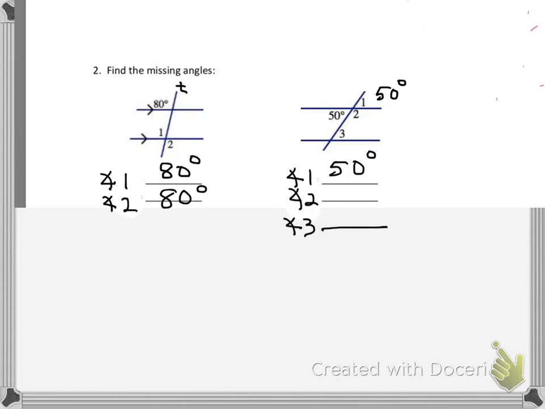Okay, so then 50 and angle 3 have a special role. They are alternate interior angles, and I will tell you that these lines are parallel. So angle 50 and angle 3 are alternate interior to each other. Alternate interior angles are congruent. Therefore, angle 3 is also 50 degrees.